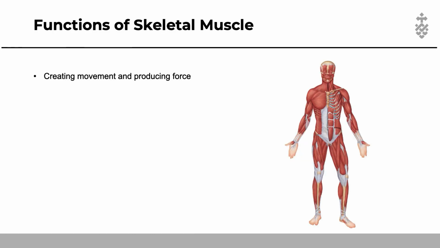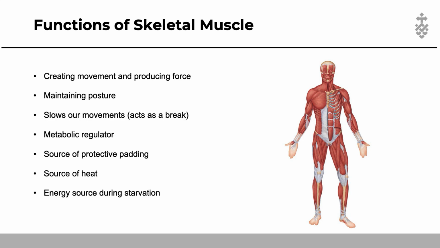So when we think about the functions of skeletal muscle, we tend to think that the muscular system is all about the mechanical properties of the muscle, right? It's all about the strength and the power. But of course, muscle has a huge range of other functions that we don't necessarily think about. For example, providing a source of padding, less muscle mass when you fall over to protect your bones.